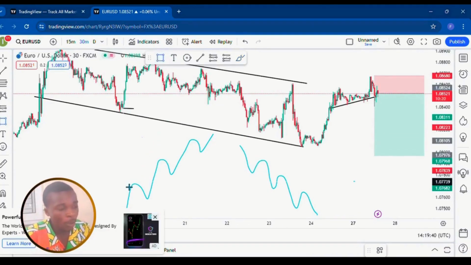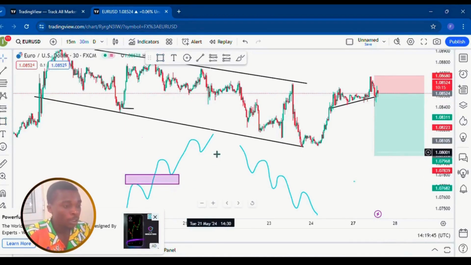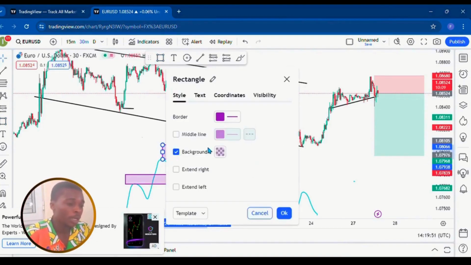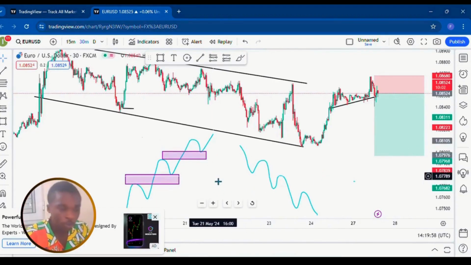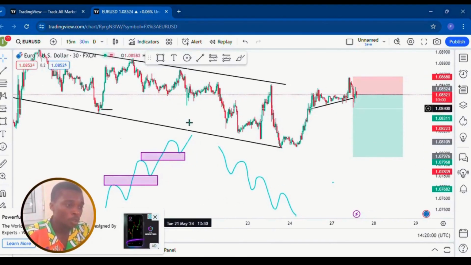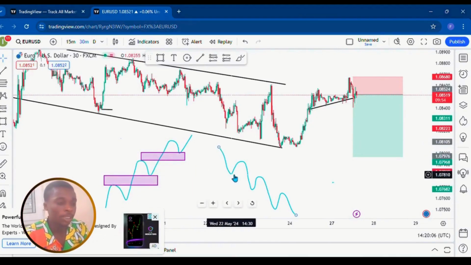Now, if we take up our rectangle tool, you can see that the market was continuously forming this support area, which you're seeing right on the chart. This is an uptrending market. The market continues doing this, forming higher highs and higher lows, higher highs and higher lows. And this came to this.